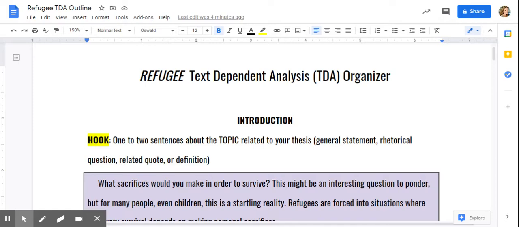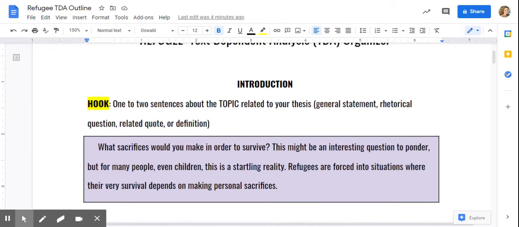So going back to my organizer, I'm going to start with the introduction. Anytime you start an essay, you want to start with a hook. A hook is a sentence or a couple of sentences that grabs the reader's attention. And there are some tried and true ways to do this. So it says 1 to 2 sentences about the topic related to your thesis.